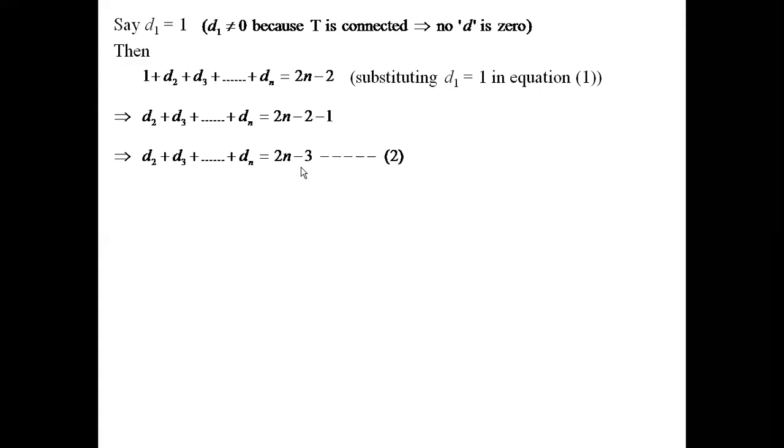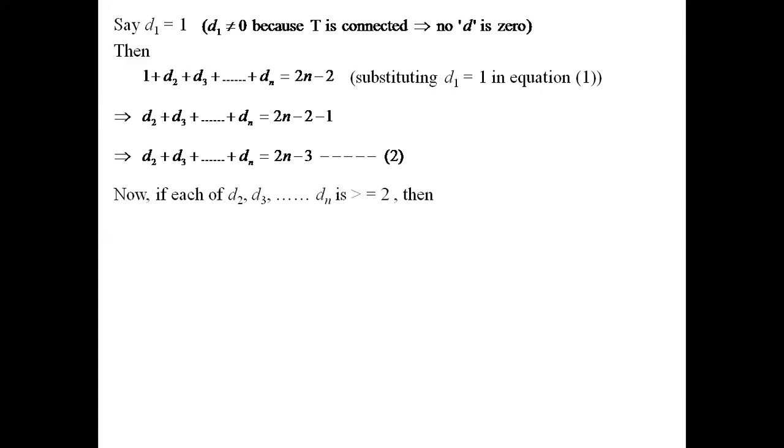Then we substitute this in equation 1. So D1 is 1, so 1 plus D2 plus D3, etc. up to Dn is equal to 2n minus 2. This is by the handshaking property. Whatever expression we had written in equation 1, we substitute there, and we get D1 equal to 1. Simplifying this, the sum of D2 to Dn is equal to 2n minus 3. We denote this by equation 2.